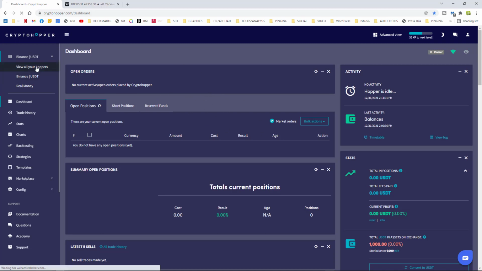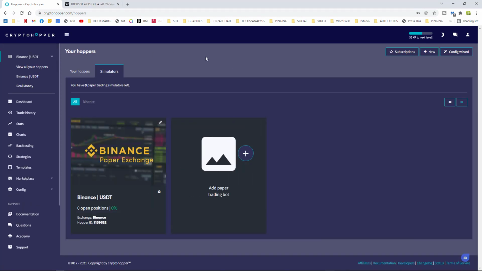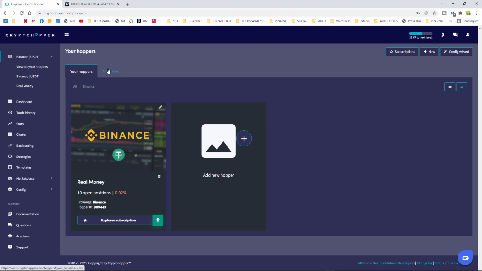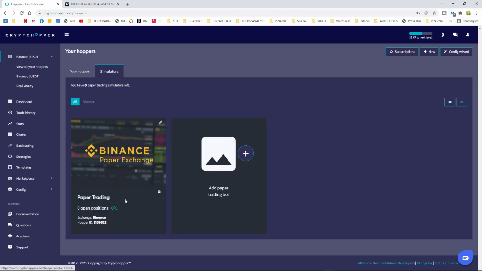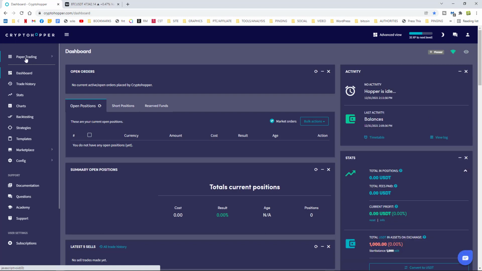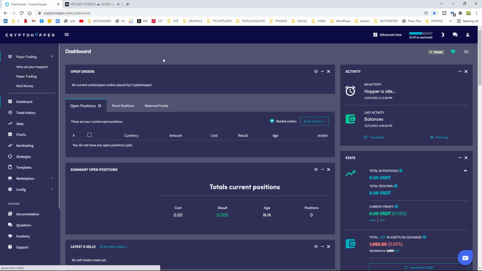Okay, so let's view all hoppers here. This is how I always set it up. So I click on there and I rename it paper trading. Call it anything you like, just so that I can identify them. Okay, alright, so let's have a look now at what to do. Just click on dashboard, make sure everything's, yep, paper trading there. Okay, so everything's good to go.